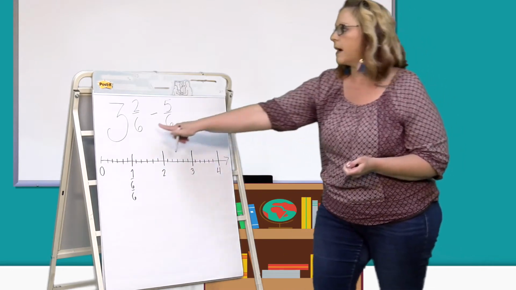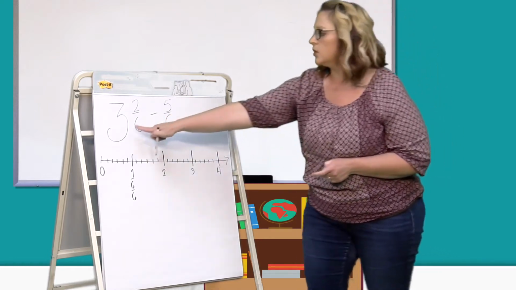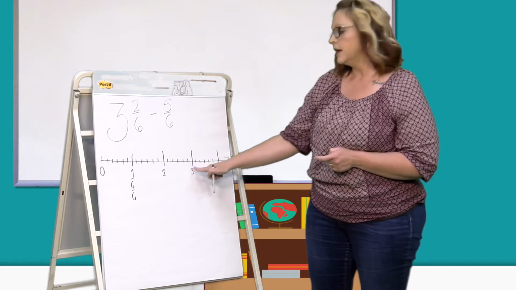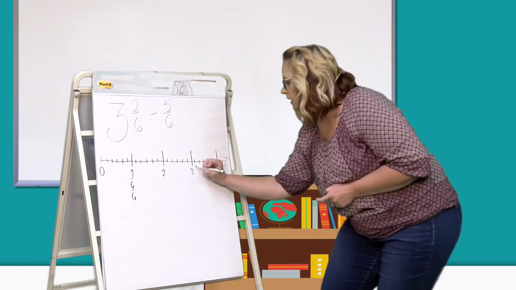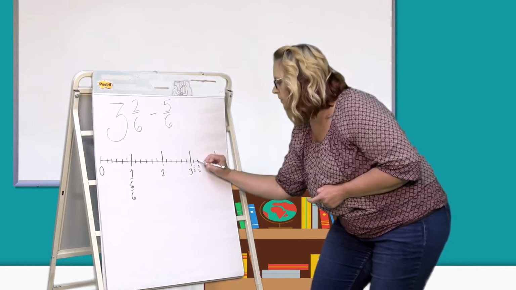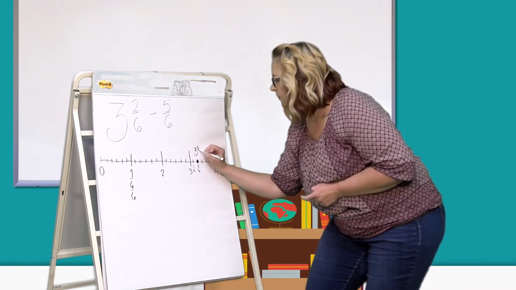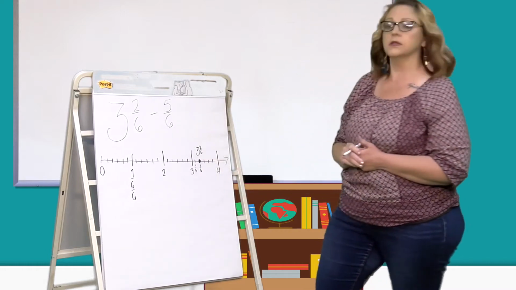So now let's represent this equation on our number line. I'm going to start with 3 and 2/6. Here's 1/6 and 2/6. So I'm going to mark that. This is my mixed number, 3 and 2/6.